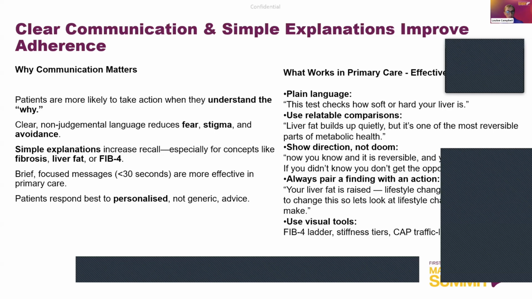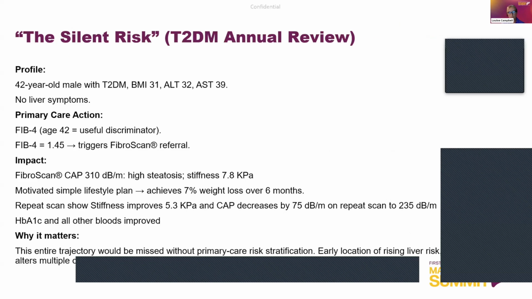Your liver fat is raised. Lifestyle changes might be very helpful. So let's look at lifestyle changes you can make. Somebody will always come up with a solution for themselves. Give them the responsibility. So using visual tools, obviously the FIB4, traffic light systems. I'm a great one for color. I color code everything from results. 5 minutes after somebody walks out the room, if it's written down or it's been told to them, they will not remember the numbers. And numbers are part of ranges. So let's color code it.